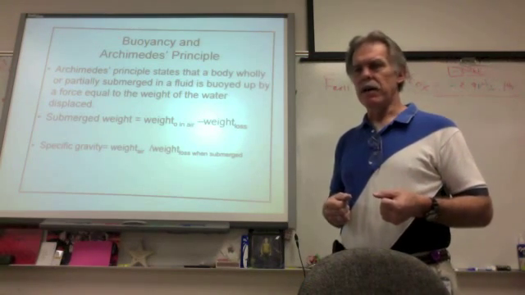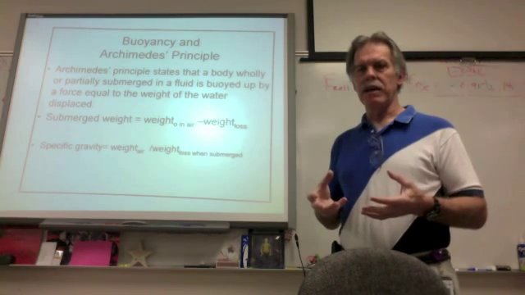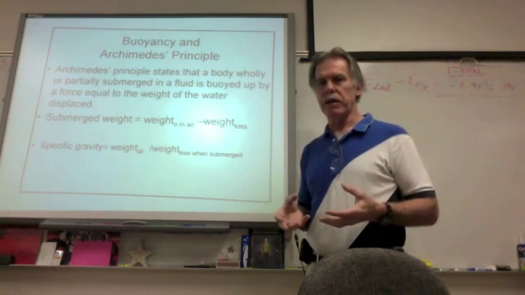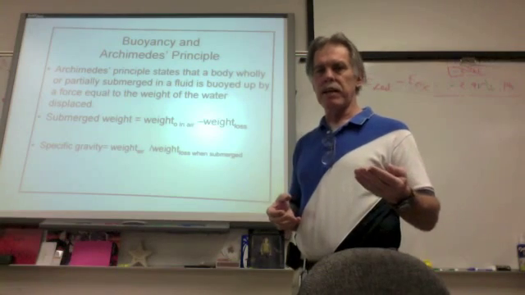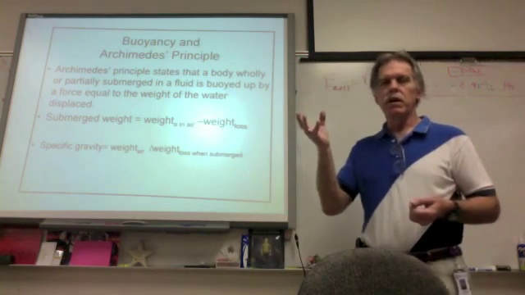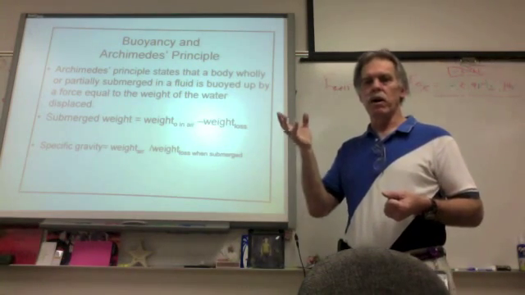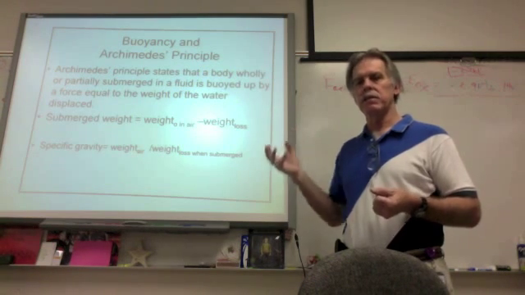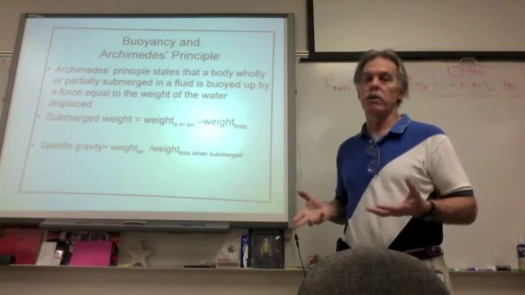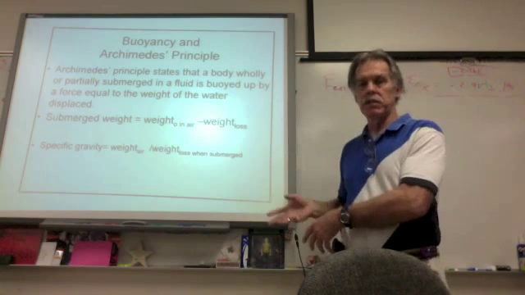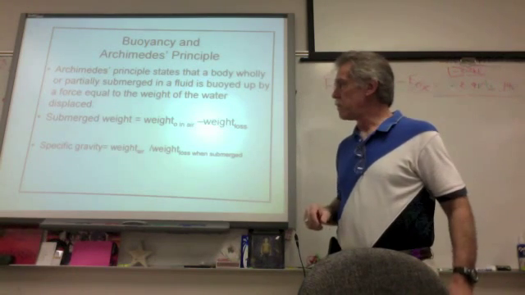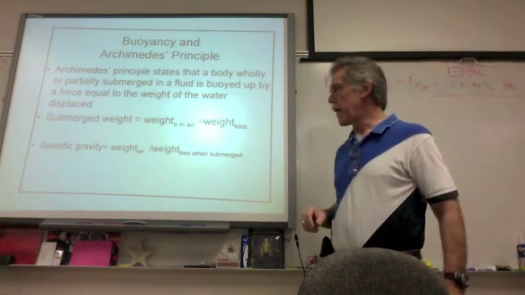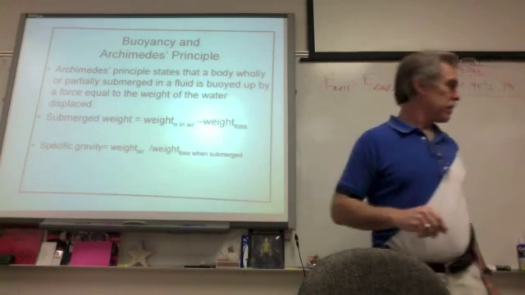And remember that specific gravity is basically equal to the density, but it has no units. Specific gravity is the ratio of the density of the object to the density of water. Since the density of water is 1, you basically just see the units go away. So it's the density without units.